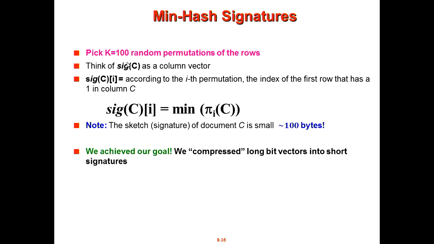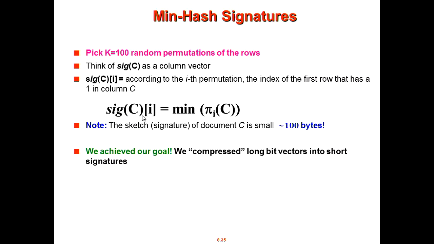And so assume that we have 100 random permutations of the rows, and we think of the signature of the columns also as a column vector. In this column vector, each entry corresponds to the ith permutation, the ith hash function, which is an index of the first row that has a value 1 in column C for that permutation. So which means that signature Ci is min pi_i(C). So this is still not easy to understand, but you just need to remember the meaning of Ci.